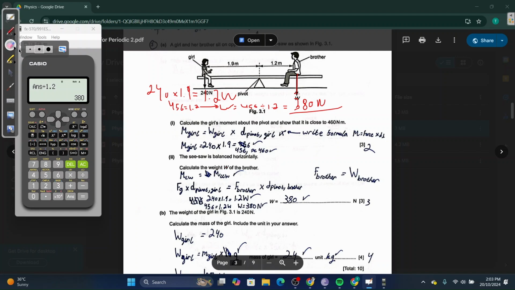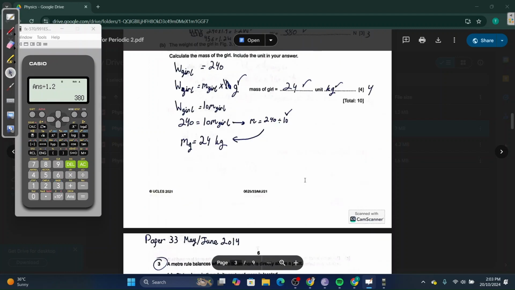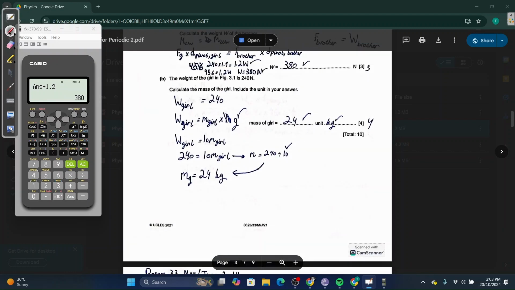Okay. Part B. The weight of the girl in figure 3.1 is 240 newtons. Calculate the mass. I did this before, but I'll repeat it again. W equals mg. They gave you the weight, which is 240, so 240, and g is 10, so 10m. Divide by 10. The zeros cancel out here. M is 24, and the SI unit of mass is kilograms, so 24 kilograms.